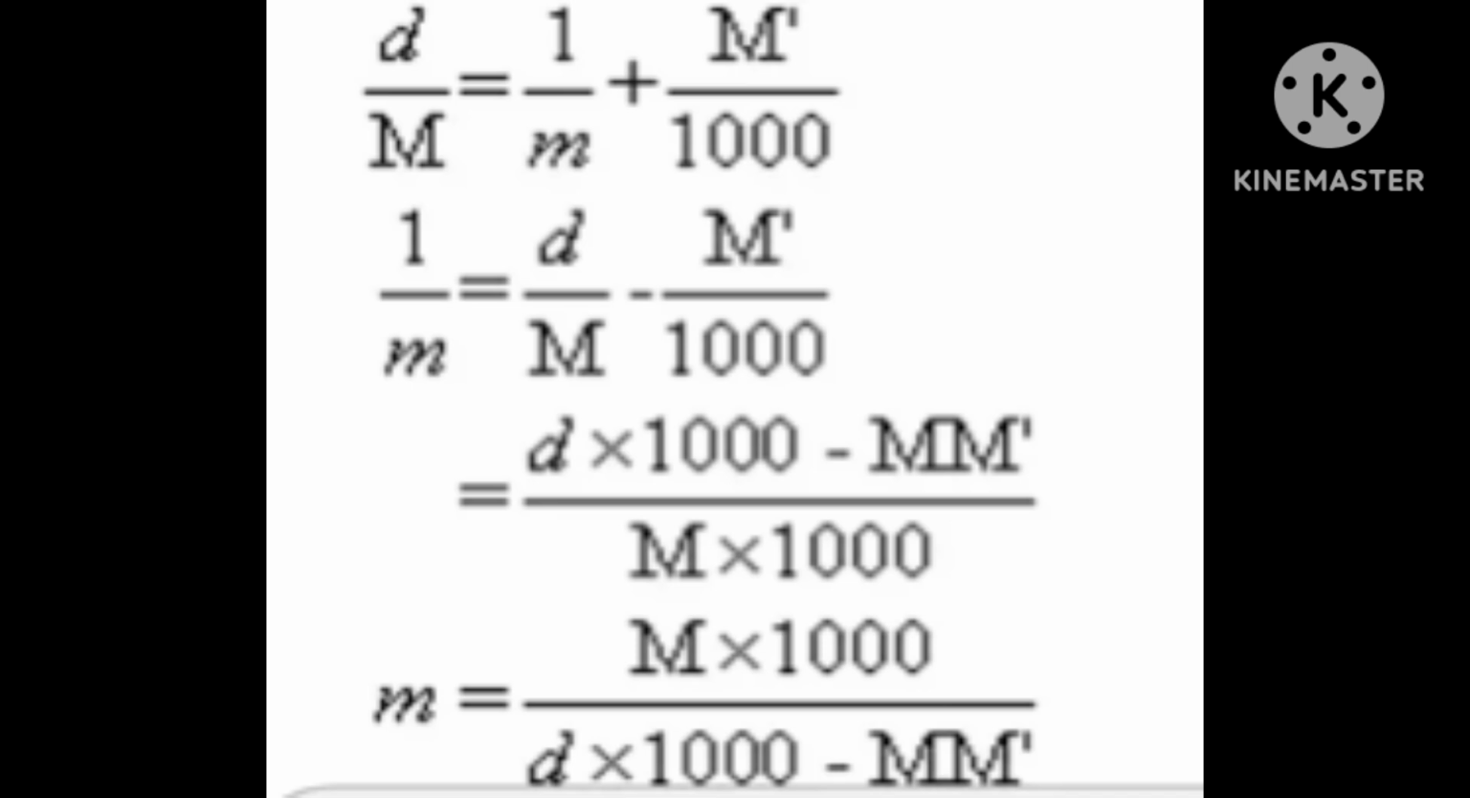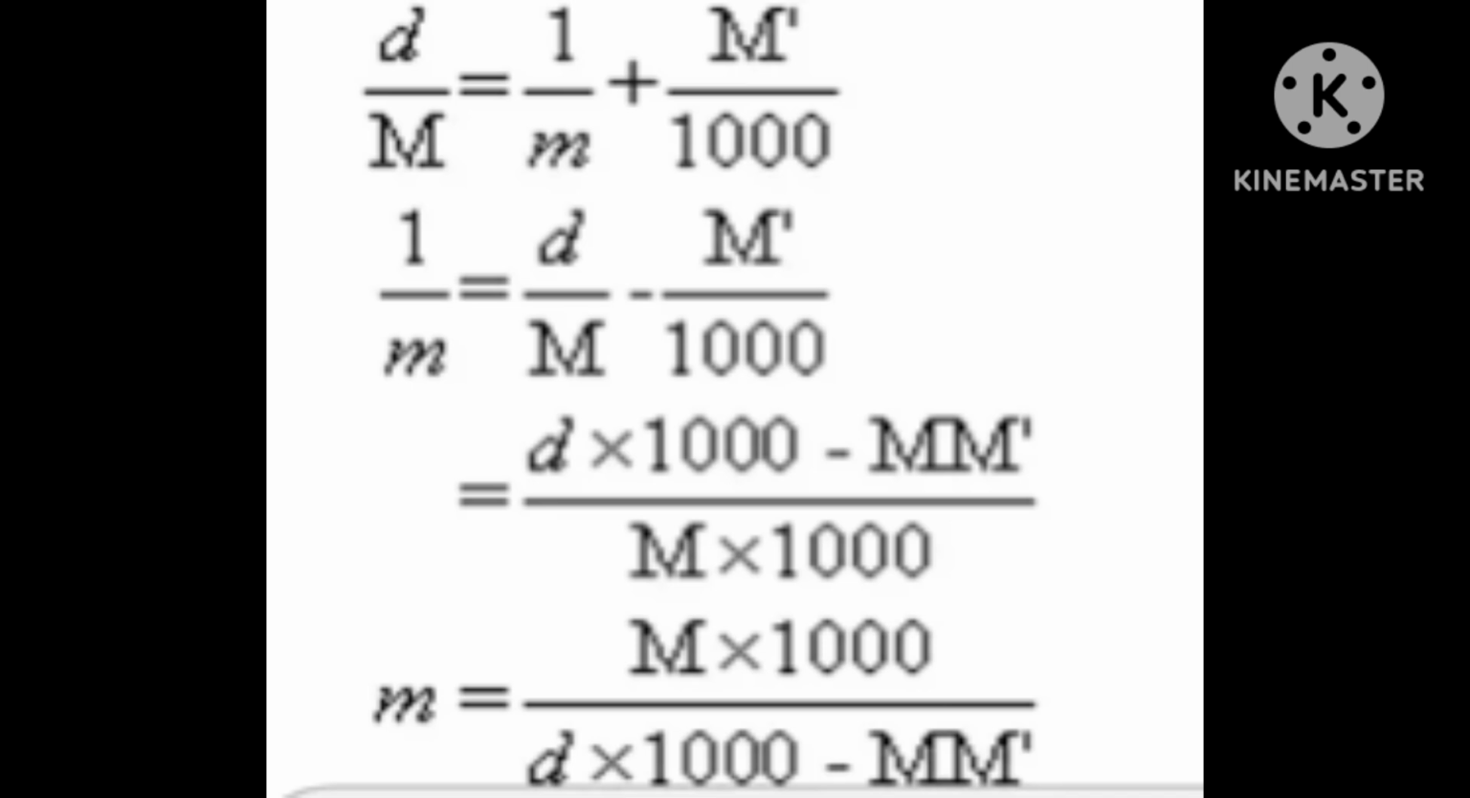Now capital M value we know, small m value we know. Small m by capital M means 20 divided by 62. After solving, you will get 0.322 mole. Mass divided by molecular mass, that is the mole. So the number of moles of this ethylene glycol is 0.322 mole. In the same way, you can calculate the moles for water.